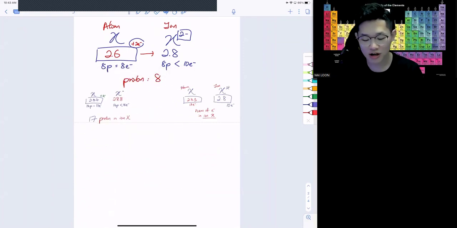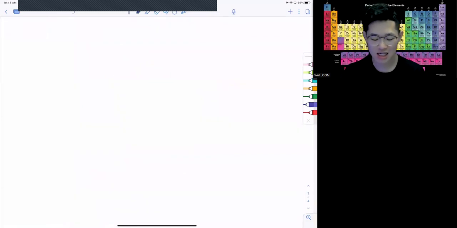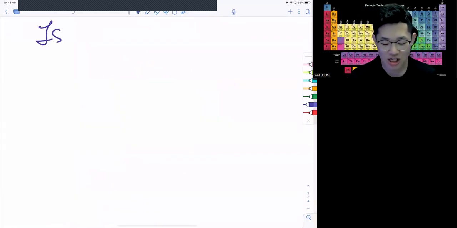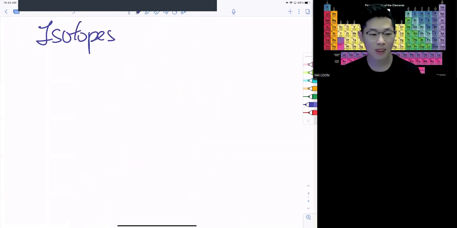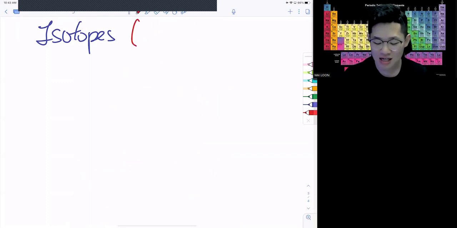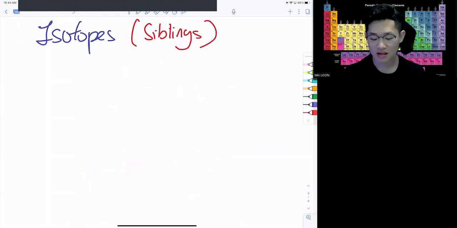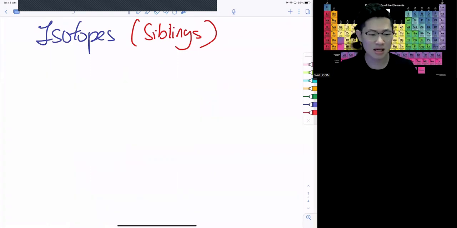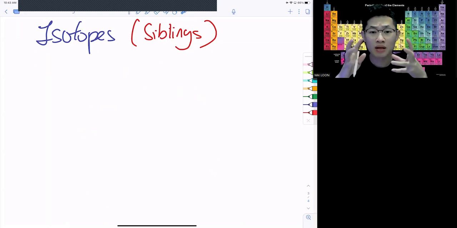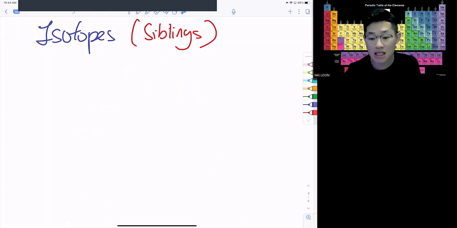Exam also very often they come up with questions like isotopes. Okay, what's isotopes? Isotope simply means siblings. What's the meaning of siblings? Siblings is they come from the same family. People who come from the same family, we call them siblings. So isotopes are actually atoms that come from the same family.